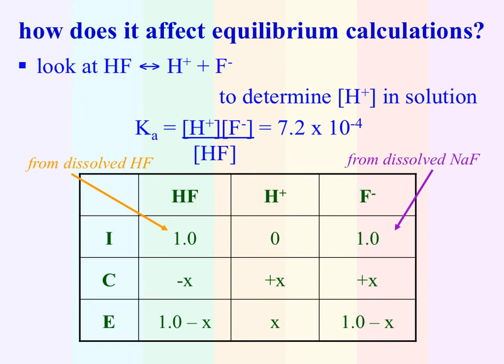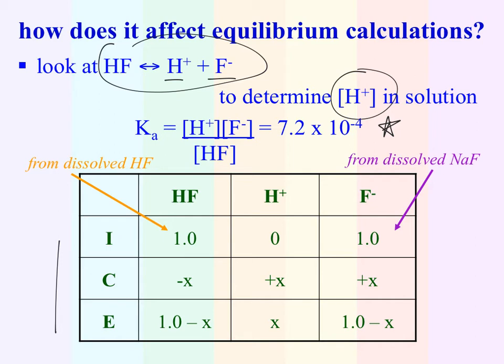So how does this look when we actually go to do our equilibrium calculations? Well, if we look at our equilibrium expression for the ionization of hydrofluoric acid, we know that we're going to have H plus times F minus all over HF's concentration, and we know that our equilibrium constant is 7.2 times 10 to the negative 4. I'm going to set up my ICE table just like I normally would when I'm solving for X, because obviously we're solving for that H plus.